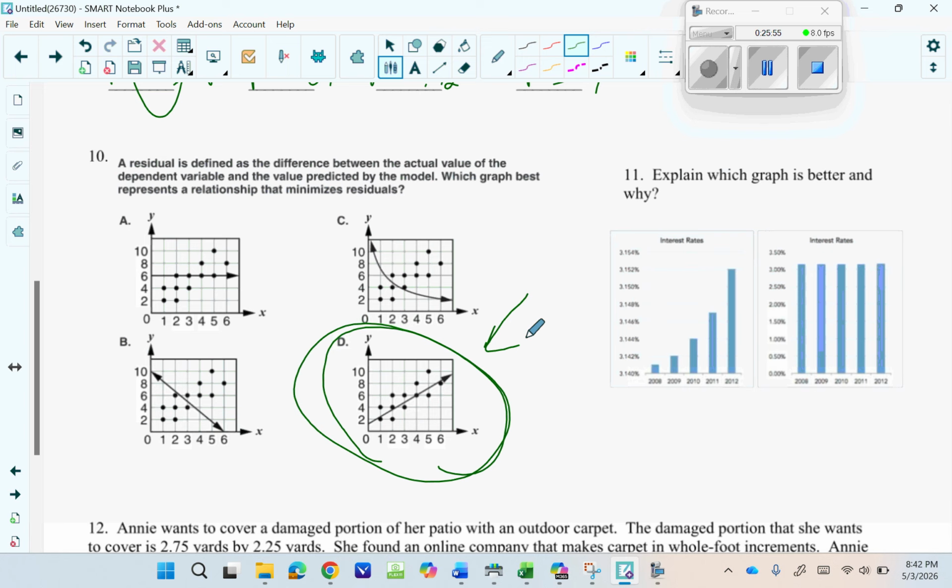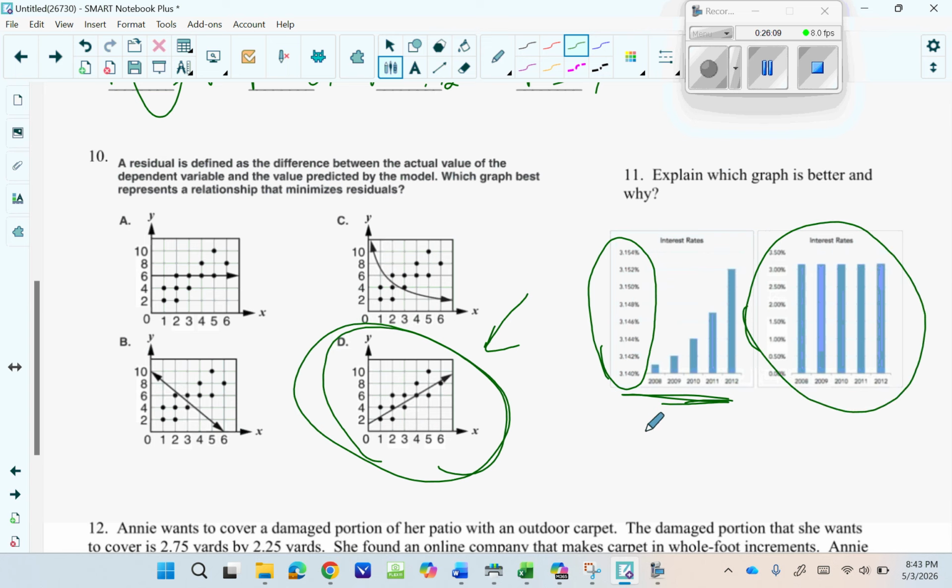Okay, explain which graph is better and why. Okay, guys, do you see this? This is not changing very much. And so this looks like it's hugely increasing, but it's not. It's about the same. This is the more accurate data. So I'm going to say it's better to start at 0 degrees and incrementally go up.